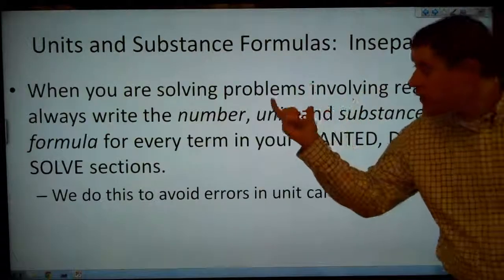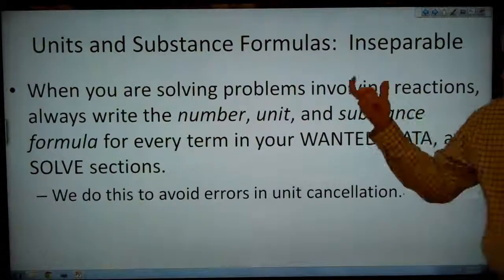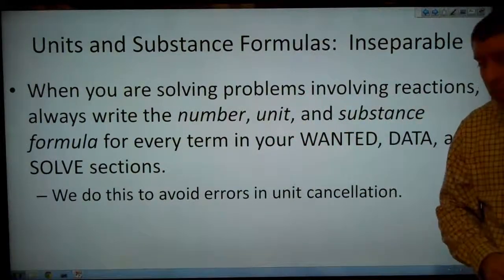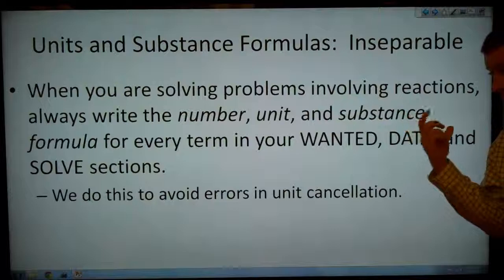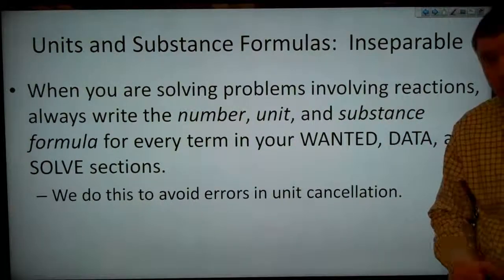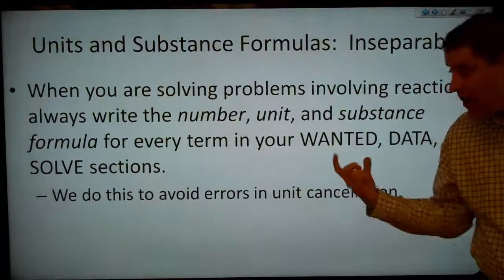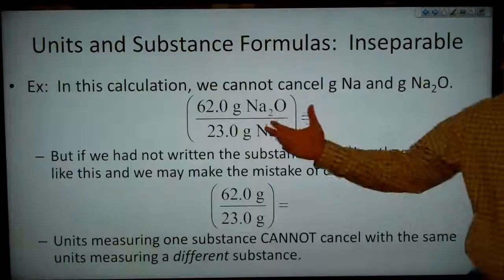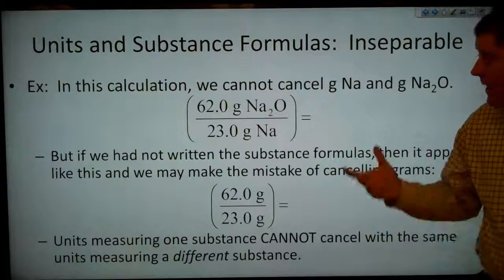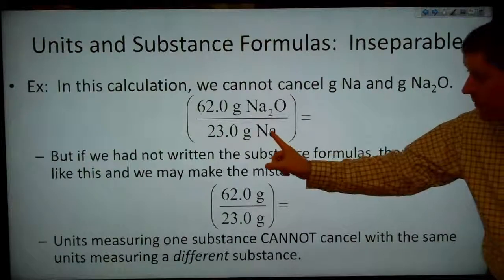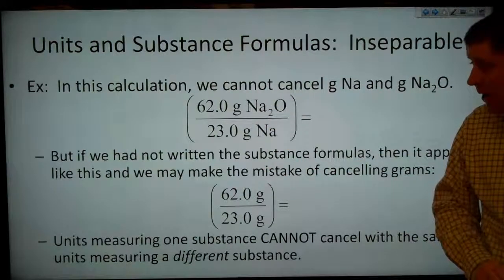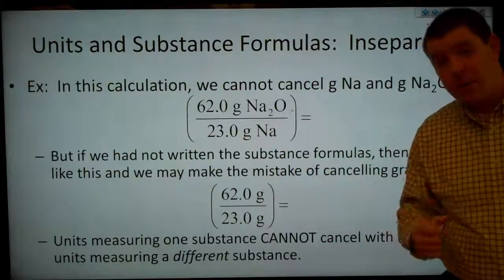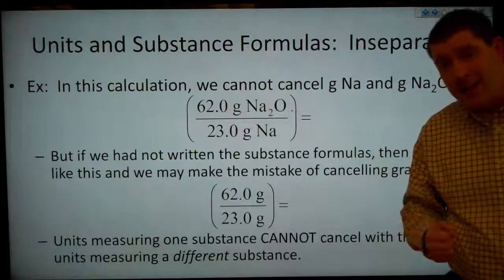So when you're solving problems involving reactions, we always want to write the number, the unit, and the substance formula for every term in your wanted data and solve sections. Now yes, this is going to take some time, but we're going to do this in order to avoid errors in our unit cancellation. For example, in this calculation that we have here, we cannot cancel the grams of sodium with grams of sodium oxide, because those units are not the same. This is grams of sodium, that is grams of sodium oxide. That isn't the same unit.